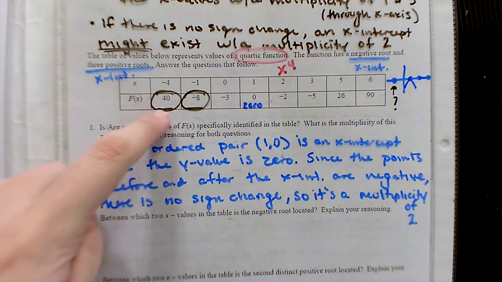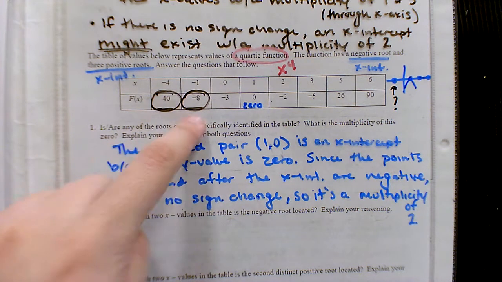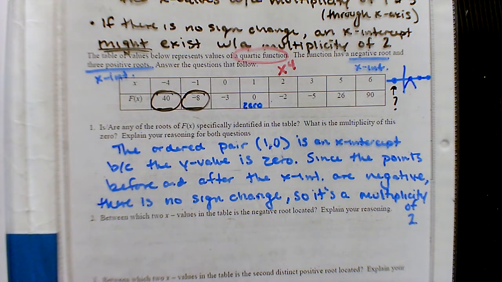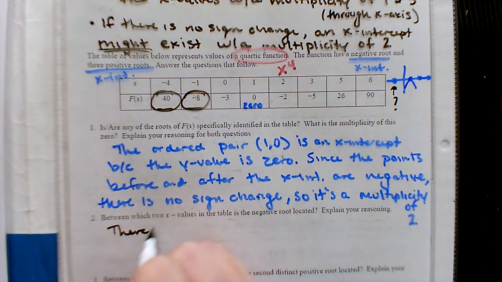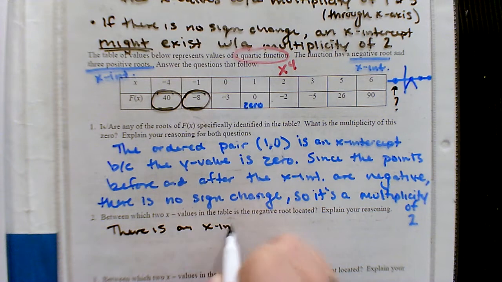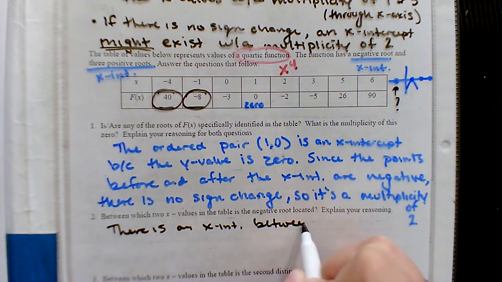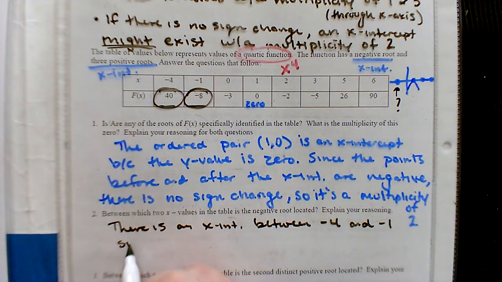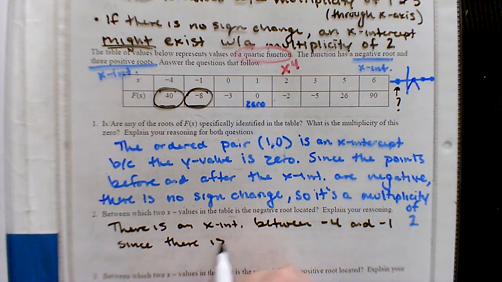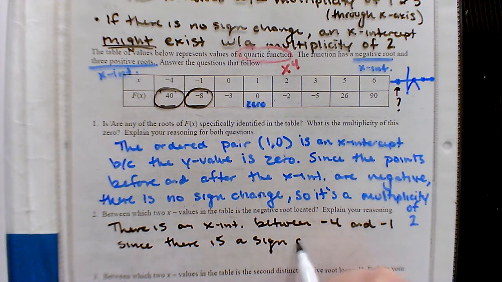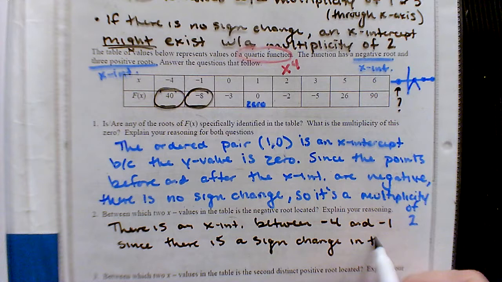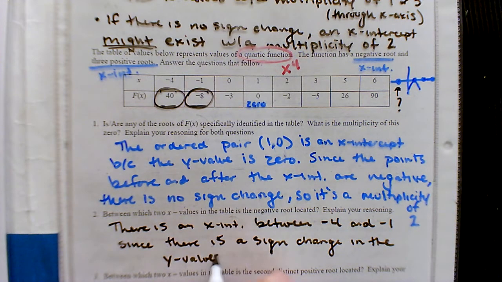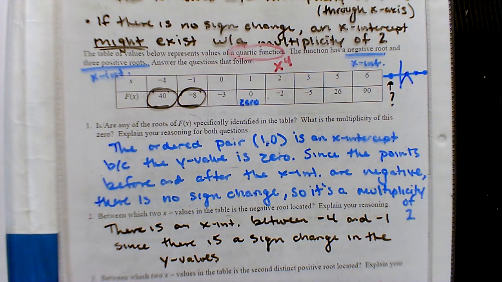Notice how we go from some positive number to some negative y value, okay, which is signifying we're going from above to below the x-axis. So we'd have to cross it at some point. So we'll say there is an x-intercept between -4 and -1. Since there is a sign change in the y values, aka the heights, you go from 40 to a -8.